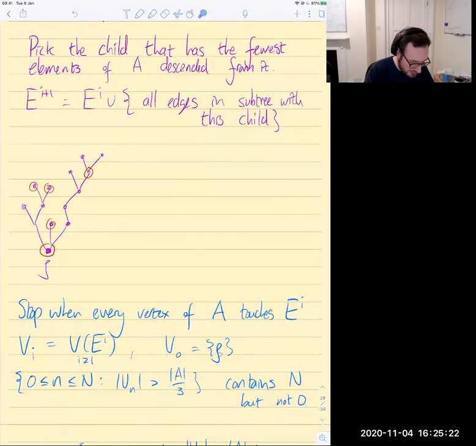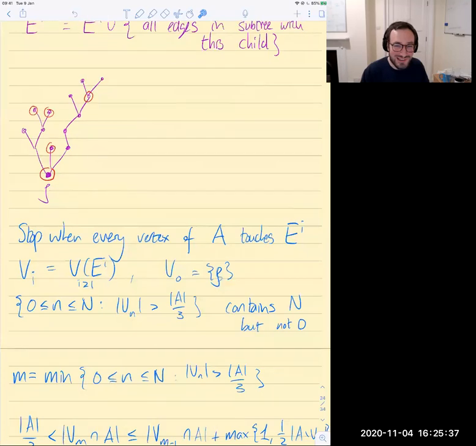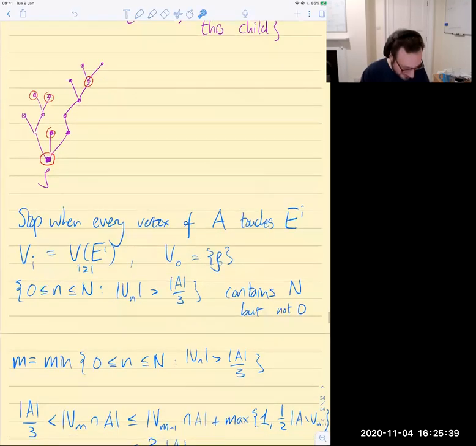Then I'll have 2 children again. One has 0 elements of A descend from it, one has 2. So I throw away the one on the left. Then I finally go into this last bit and so on. So hopefully that was somewhat followable, even without the pen.